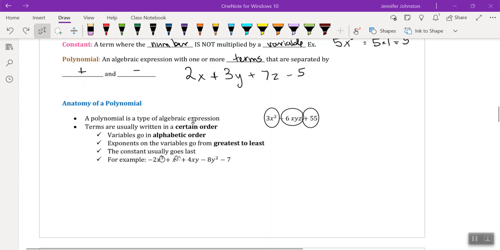A polynomial is a type of algebraic expression. The terms are usually written in a certain order, where we have the squared ones first, and then the ones that aren't squared, and then our constant terms are usually last. Variables usually go in alphabetical order, so here we have x, y, z in the middle term. Exponents on the variables usually go from greatest to least. And the constants, the numbers without variables, usually go last.